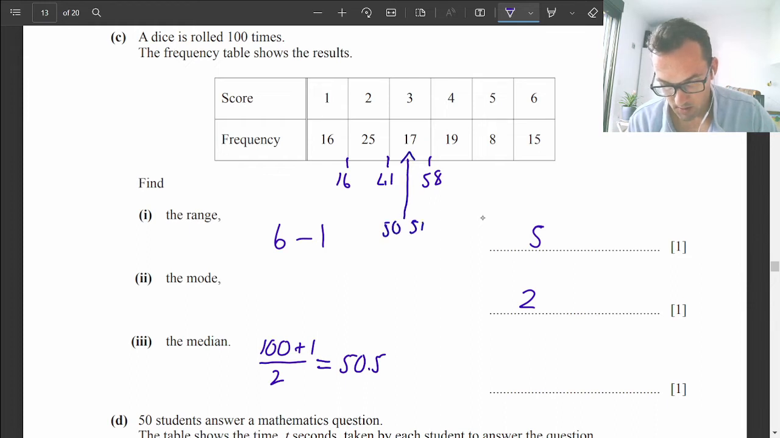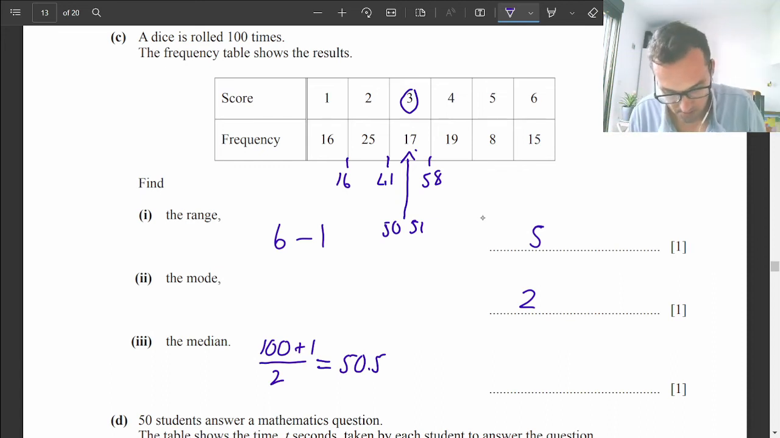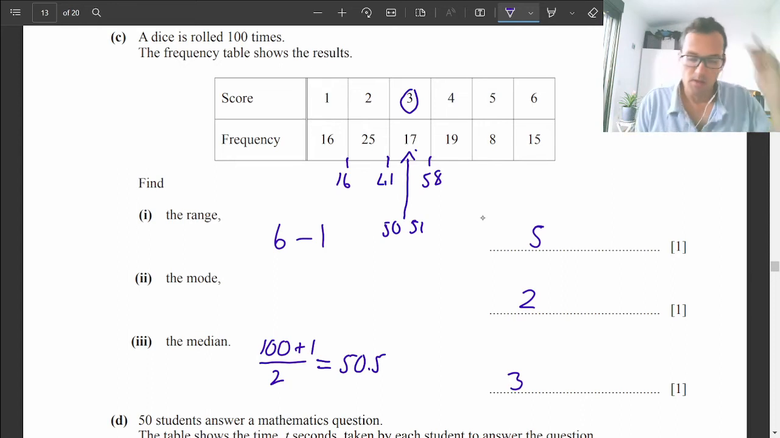It will be in this group of between two of these 17 dice here. And what do they have on them? A 3. So the 50th dice will have a 3, the 51st dice will have a 3. We take the average of 3, which is 3. It's not that hard if you understand what it's all about.